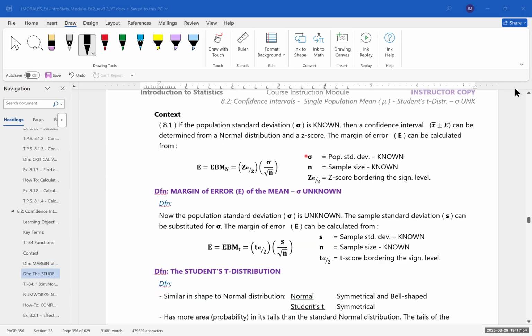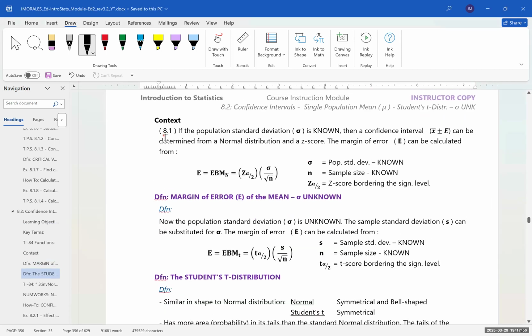So let's, for context, look at the formula that we used in the previous section. So this is when we calculated the margin of error, or the error bound for the mean, using the normal distribution. And we had a z alpha 2 score. So this was the critical value of a normal distribution.